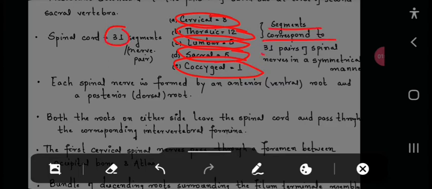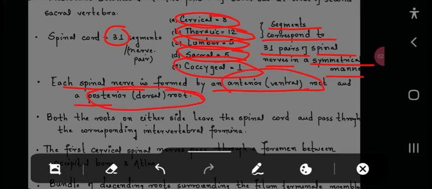Segments correspond to 31 pairs of spinal nerves in a symmetric manner. Each spinal nerve is formed by an anterior or ventral root and a posterior or dorsal root. Both the roots on either side leave the spinal cord and pass through the corresponding intervertebral foramina.